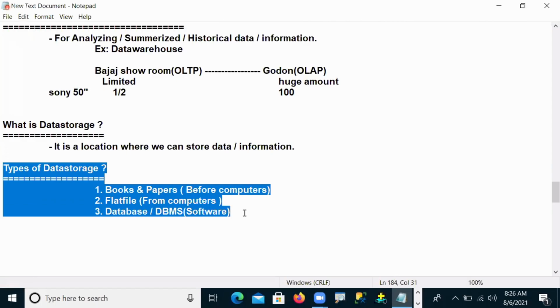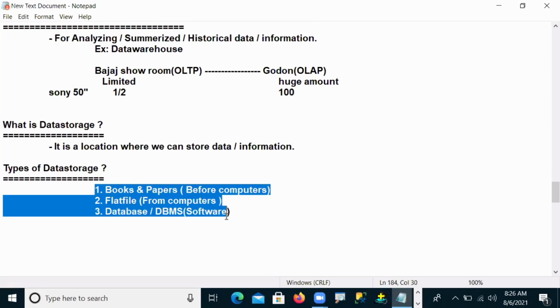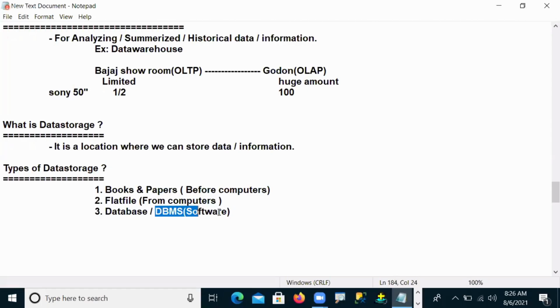Later, one by one, we will discuss all these data storages, what is what, and finally we will enter into Oracle. Then we can understand Oracle's advantages and features, and why people introduced databases.